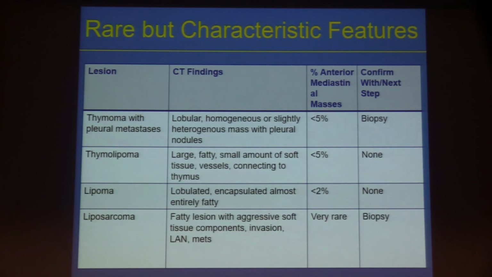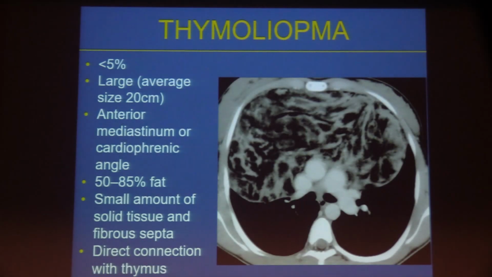Now, our second group of diagnoses that we should shine in are the ones that are rare, but we like to see because we can look smart. So one of them is thymoma that already has a pleural metastasis, because that mode of spread is very typical. And the other one are the three tumors that are rare, but all contain fat: thymolipoma, lipoma, and liposarcoma.